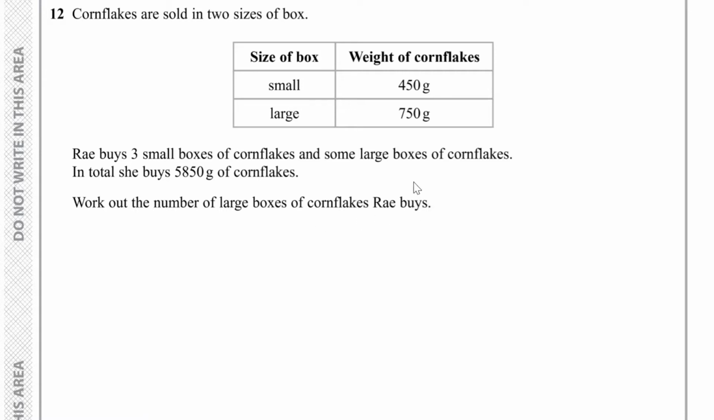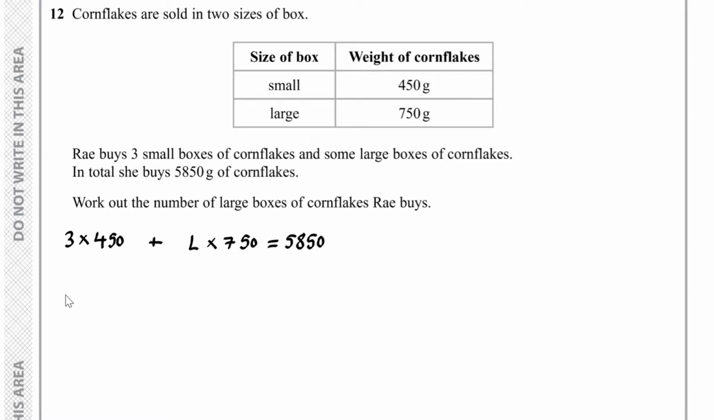Well, to do this question, we can add up all the weights together. In other words, if we're buying 3 small boxes of cornflakes, the weight of the small will be 3 times by 450, and then we don't know how many large boxes of cornflakes we're buying, but we'll just call it L for now, and the weight of that's 750. So we multiply those together, that tells us the total weight of the large cornflakes, and the total weight altogether of the small and the large, that's 5850.